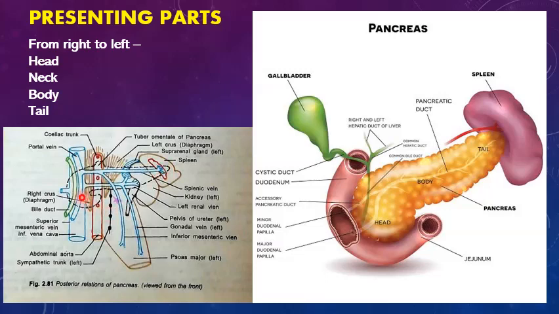The junction between the head and the neck is represented by a groove for the gastroduodenal artery in front. If we look at this head and neck, here you will find the gastroduodenal artery. In another picture I will show you that.